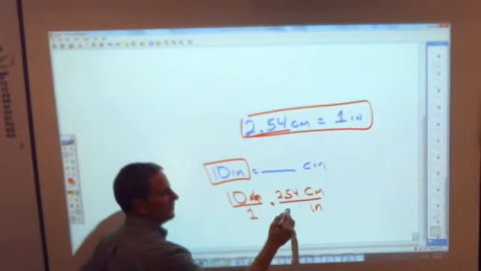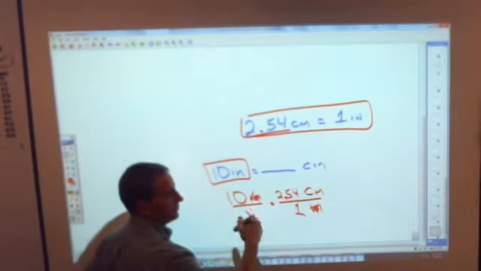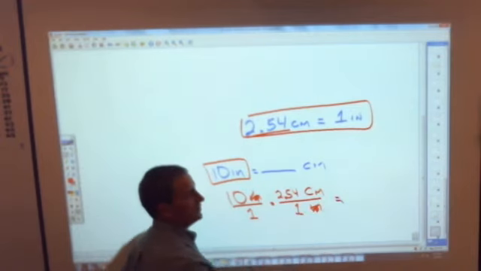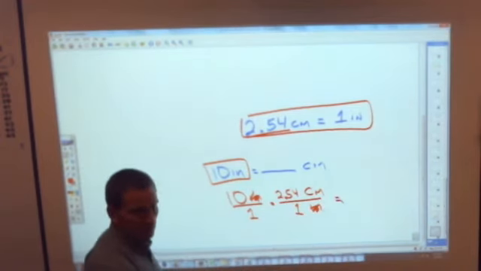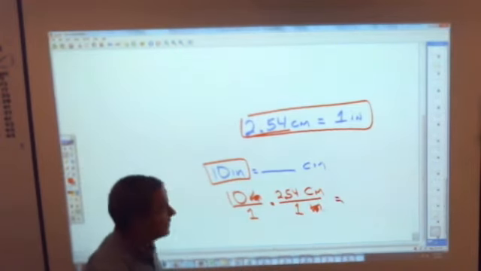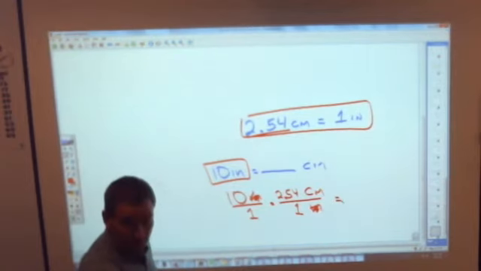My labels cross off, and in this case here, I multiply 10 times 2.54, which you should be able to do mentally because it's multiplying a decimal by 10. Garrett, what is 2.54 times 10?